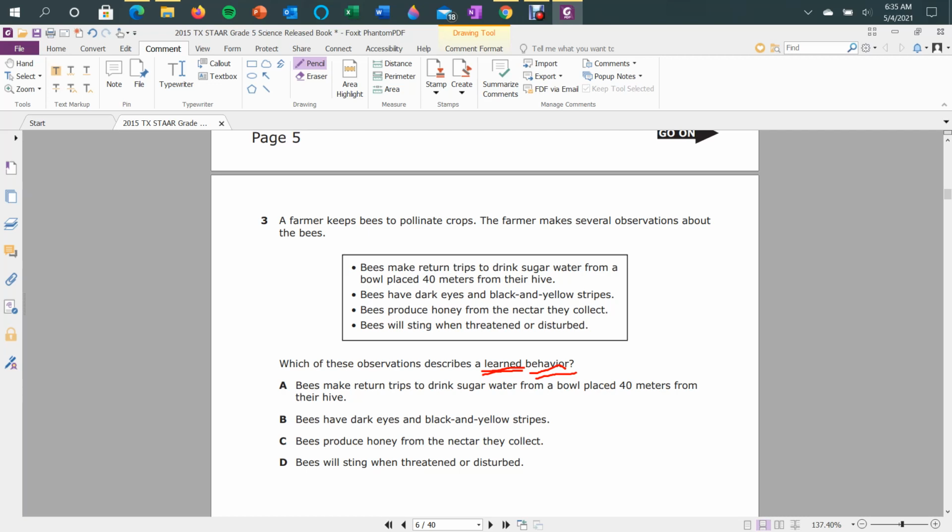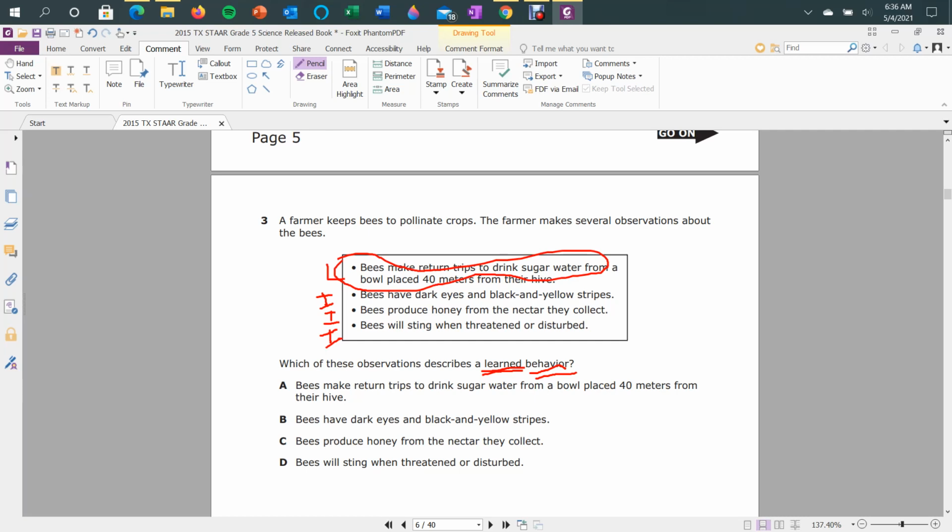Bees make return trips to drink the sugar water from the bowl placed 40 meters away. Okay, so we know they weren't born knowing that the sugar water is there, so they had to learn that. So that one's a learned behavior. Bees have dark eyes. Nope, that's a physical trait or inherited trait, right? Bees produce honey from the nectar they collect. No, that's an inherited trait as well. They already know to do that. And bees will sting when threatened, that's an instinct, which is an inherited behavior or trait. So there's only one that makes sense as a learned behavior, which would be that one.